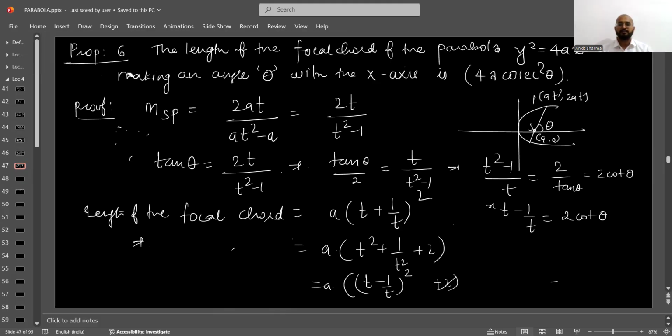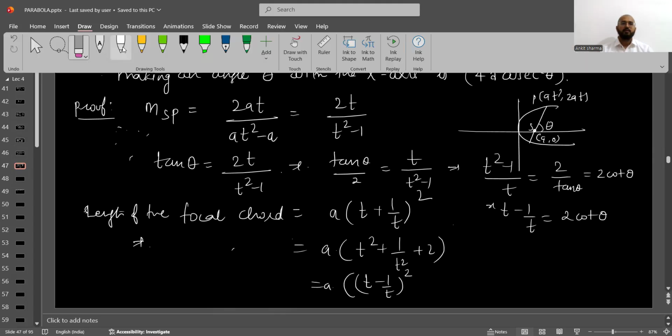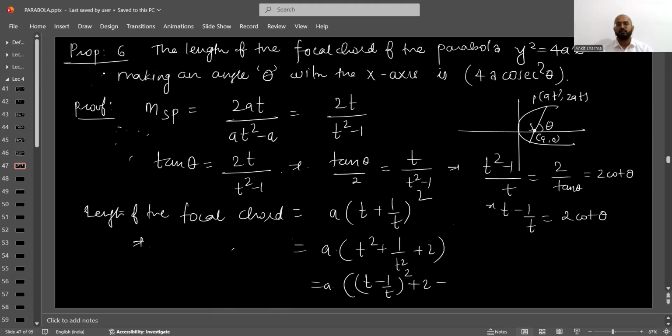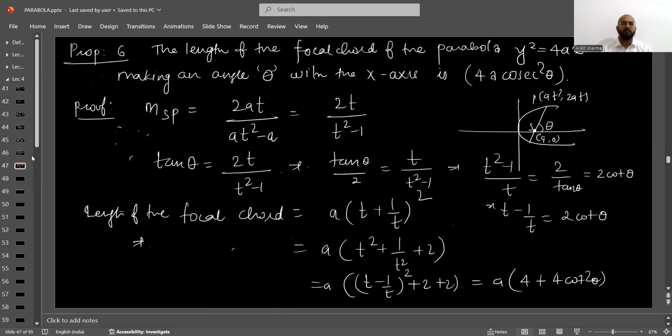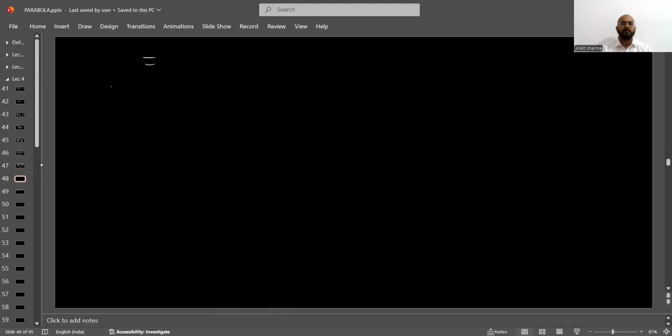We already have a minus 2 and then we already have plus 2 as well. So this turns out to be a into (4 plus (t minus 1 over t) squared), where (t minus 1 over t) squared is 4 cot squared theta. So you can take 4 common. Wait a moment, I'll do it on the next page. This is equal to a, 4 common, and 1 plus cot squared theta, which indeed is nothing but 4a cosec squared theta.